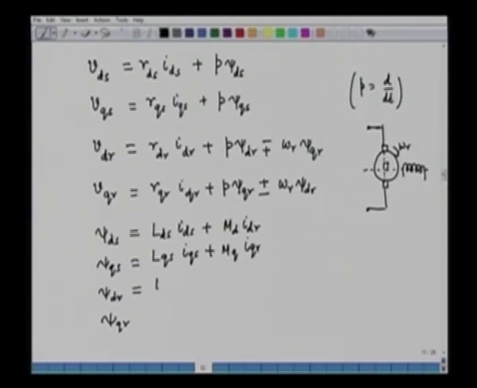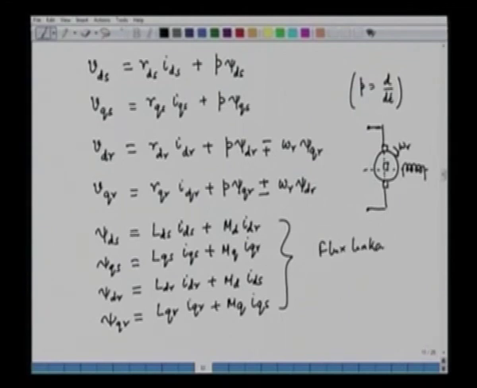In a similar fashion, I can write down psi dr. Psi dr is equal to LDR IDR plus MD IDS, and psi qr is equal to LQR IQR plus MQ into IQS. So, these are the flux linkages in stator and rotor windings.